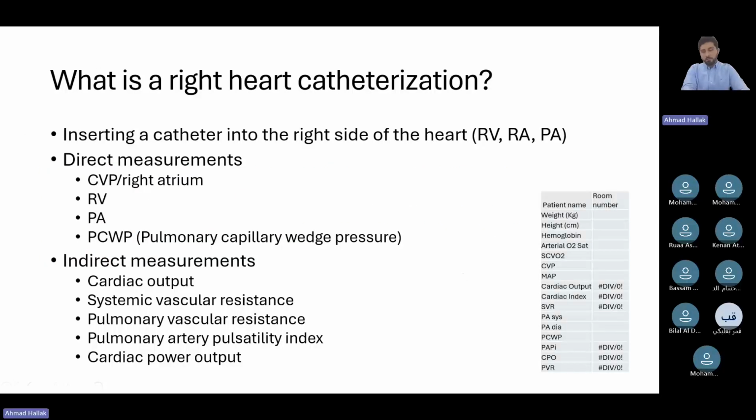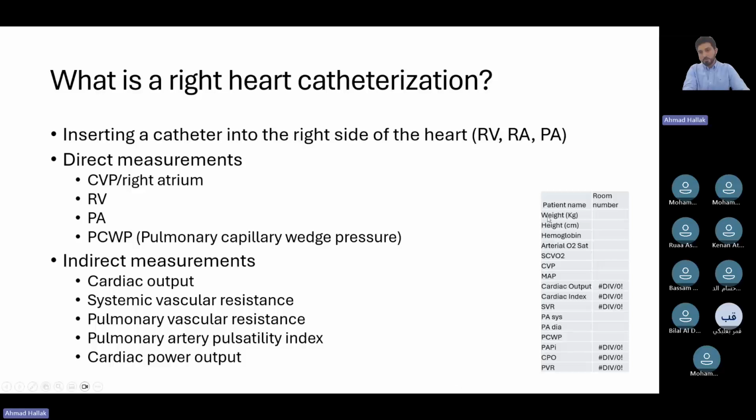So, I know everybody knows this, but we'll just discuss very briefly, what is a right heart catheterization? It's when you insert a catheter into the right side of the heart, and it's measuring the RA, the RV, and the PA, and the wedge. You're measuring pressures, but you're also getting indirect measurements of cardiac output, systemic vascular resistance, pulmonary vascular resistance, pulmonary arterial pulsatility index, cardiac power output, and there are some other parameters, and each one is important depending on what you're doing.